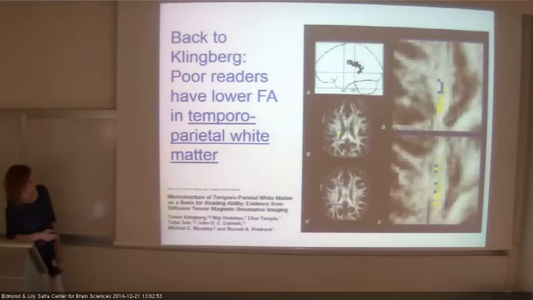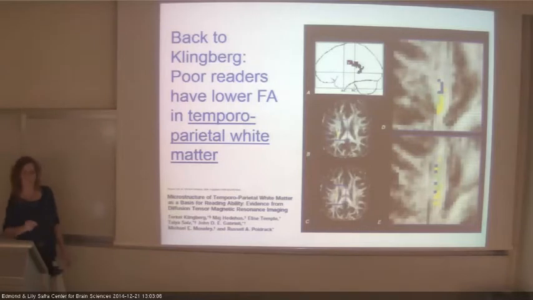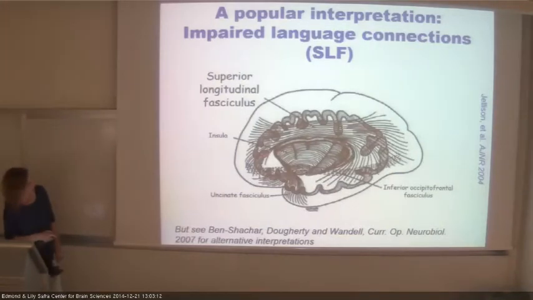And when you're looking at these voxels and you're looking at this image, it was very clear to Klingberg and others that they would like us to think this finding relates to the superior longitudinal fasciculus, which is a major connection that connects actually all three major lobes. It connects between the frontal lobe and the parietal lobe.